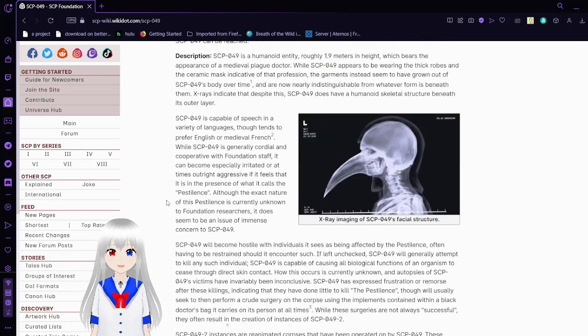Description: SCP-49 is a humanoid entity, roughly 19 meters in height. Wait, no, roughly 1.9 meters in height. That makes way more sense. It bears the appearance of a medieval plague doctor. While SCP-49 appears to be wearing the thick robes and ceramic mask indicative of that profession, the garments instead seem to have grown out of SCP-49's body over time.